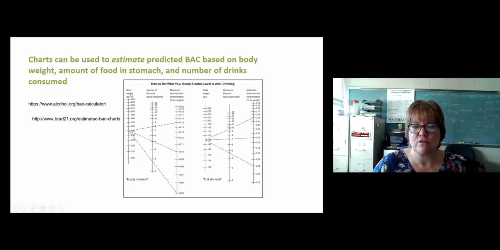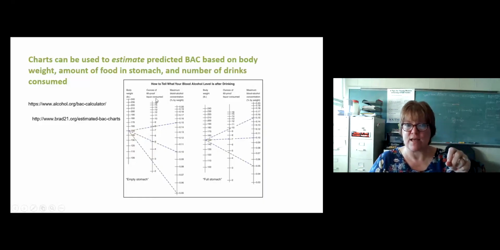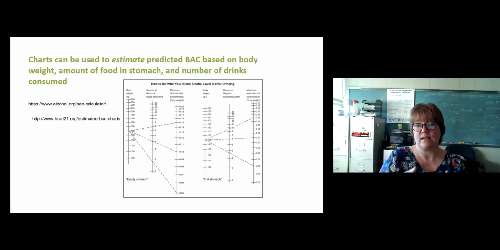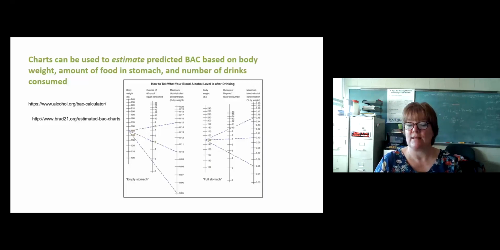These charts are designed so that you start at a body weight, you move over to how many ounces of 80 proof liquor, or you have to convert that if you're drinking beer or wine or something. What would that be? And then what would be the blood alcohol concentration? We're actually going to go through in class a task of doing an estimation, which is much more complicated than just doing this chart.